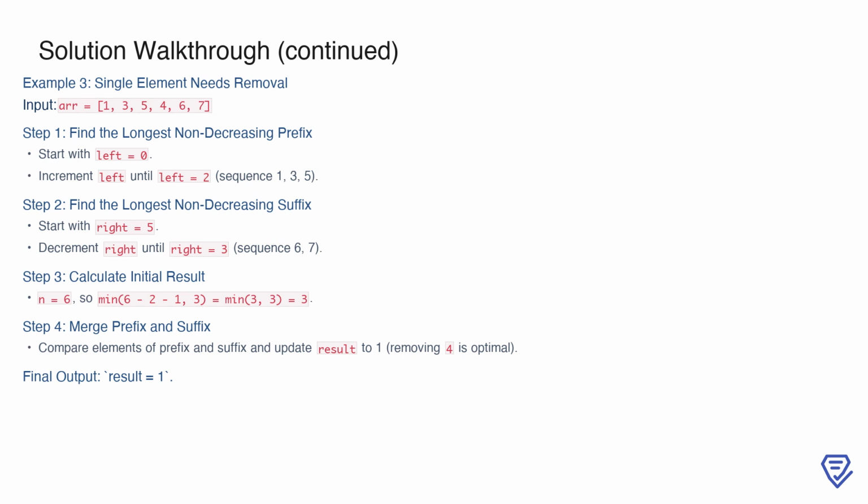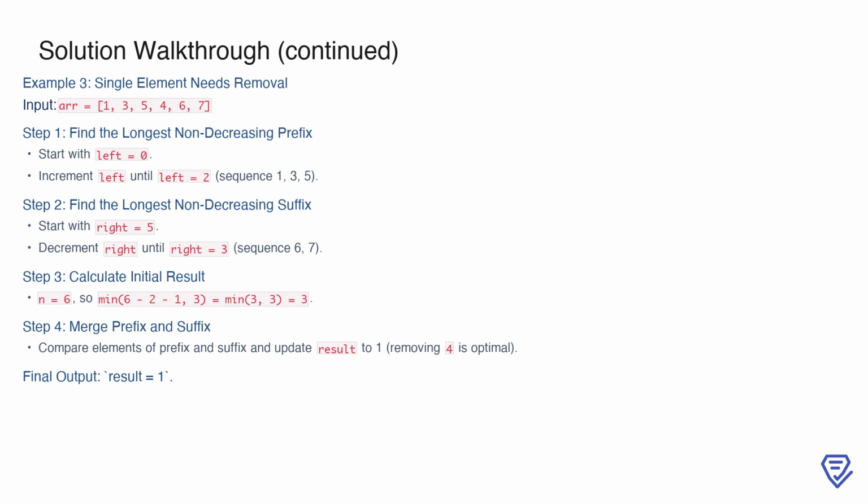First, we find the longest non-decreasing prefix. Starting with left equals 0, we increment left as long as the sequence is non-decreasing. This gives left equals 2, corresponding to the sequence 1, 3, 5. Next, we find the longest non-decreasing suffix starting from the end. Starting with right equals 5, we decrement right until the sequence 6, 7 is identified, giving right equals 3.